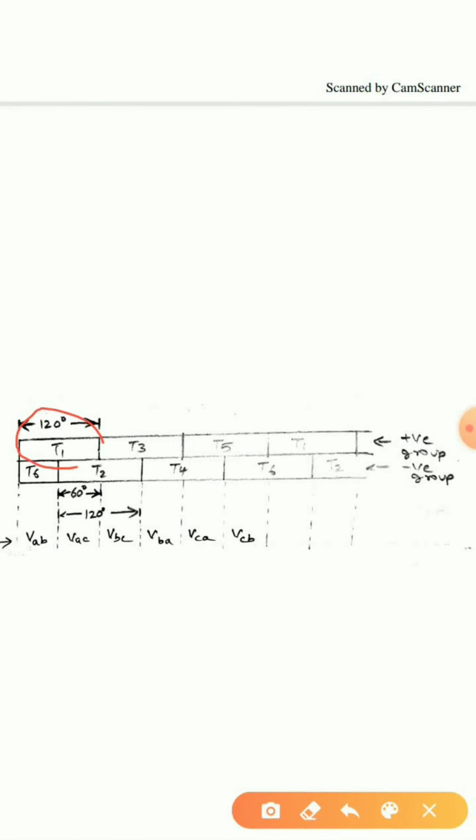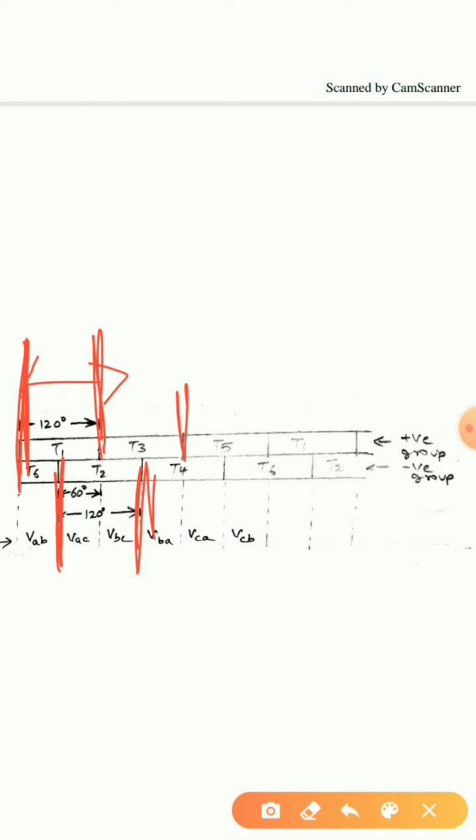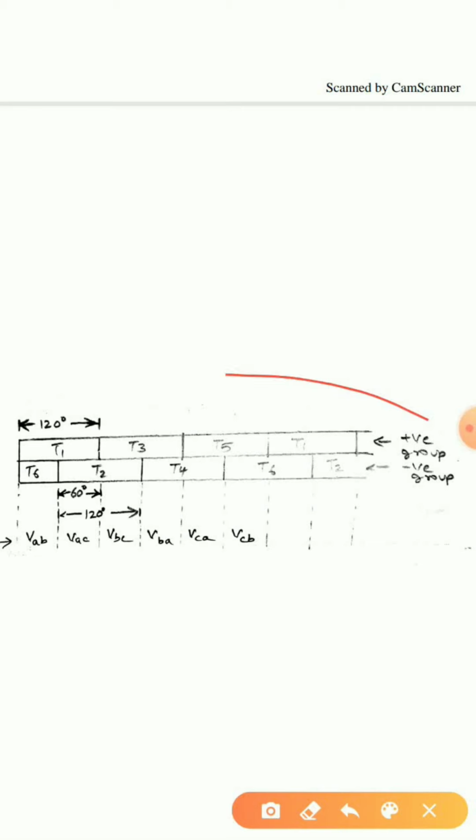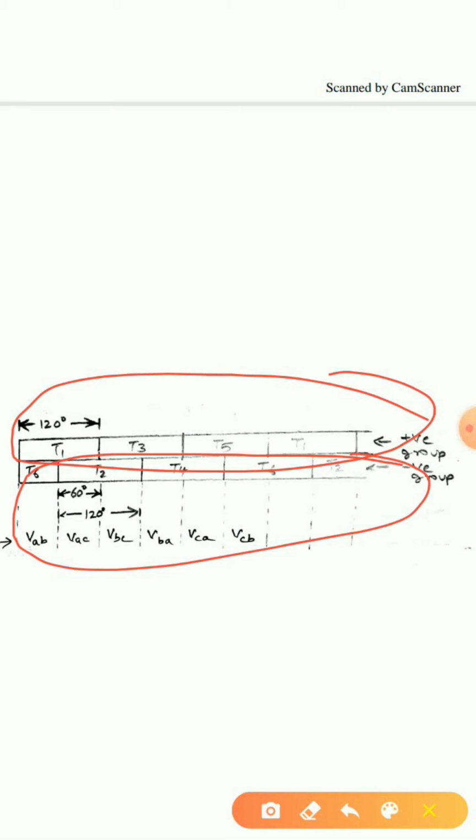Now this is T1, it is conducting for 120 degree as in the previous cases. So after T1 is on, after 60 degree, T2 will turn on. So it is clearly evident that T1 is conducting for 120 degree. After T2 is on, after 60 degree, T3 is on. After 60 degree of T3 on, T4 is on. In this similar manner, T1, T2, T3, T4, T5, T6. The commutation will go on in this manner, and we can clearly see that the positive groups are getting turned on after every 120 degree and the negative group is getting turned on after every 120 degree.